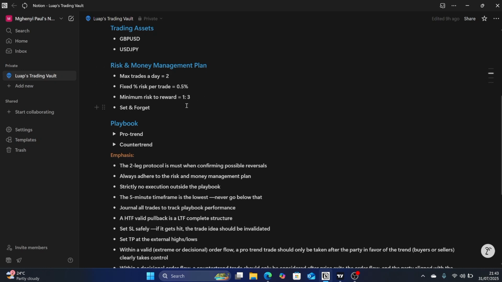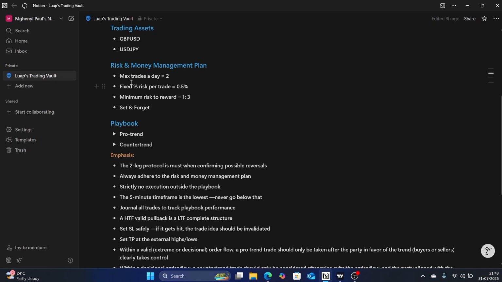Then the risk and money management plan. All of this that I'm sharing here is the trading plan that most of you have been asking for. This is the trading plan, in fact, more than a trading plan. So the trading assets are GBP/USD and USD/JPY. The risk and money management plan is anything that you use to protect your capital, and of course, your psychology. It protects not only your capital but also you. It protects you from getting messed up psychologically.